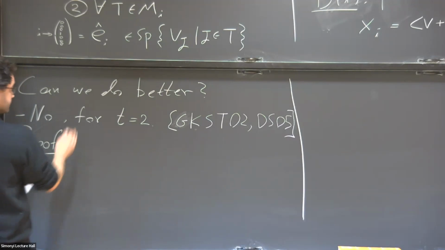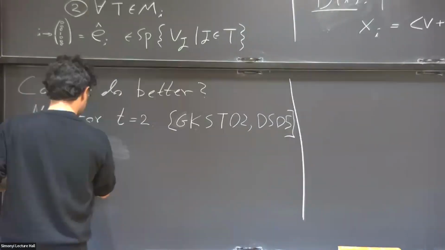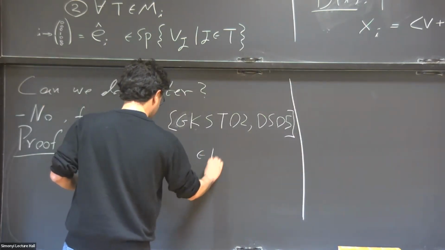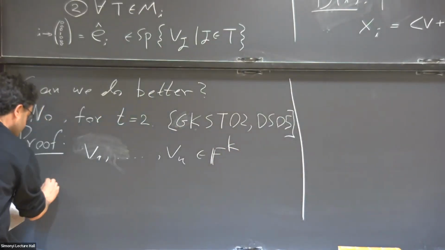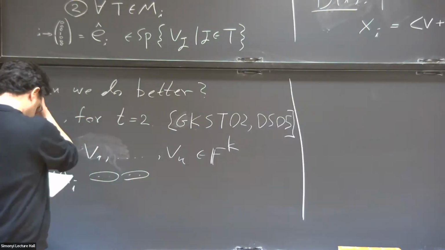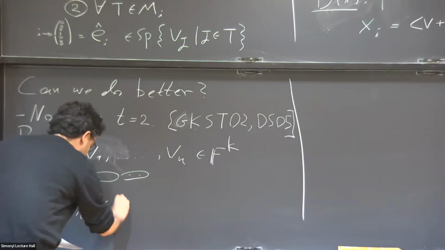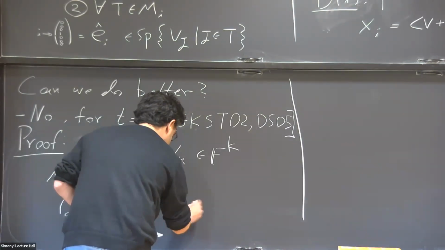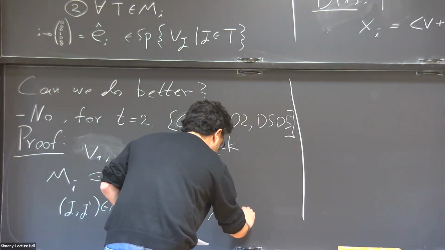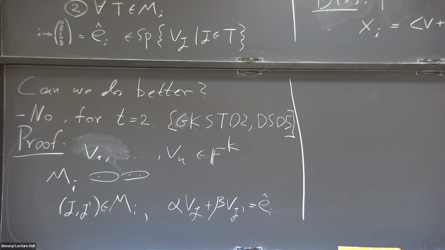Step 1. First of all, let's just say we have what we have. We have vectors v1 up to vn, and we have matchings Mi that are pairs, and for every pair j, j prime in Mi, there are some coefficients such that alpha vj plus beta vj prime equals vi. So there's some alpha and beta, and I don't know what they are. They could be any field elements.